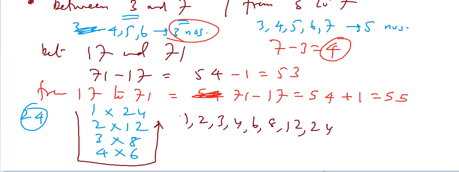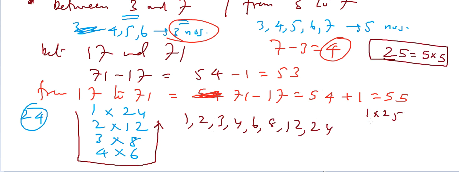So you will always get an even number of factors if it's not a square number. Okay, square number meaning, let's say for example 25 is a square number because that can be written as 5 into 5 or 5 square. If it's a square number, then you will get an odd number of factors. Say for example factors of 25, so you can write 1 into 25, 2 is not divisible, 3, 4, so it's 5 into 5, that's all. So factors are 1, 5, 25, 3 factors.